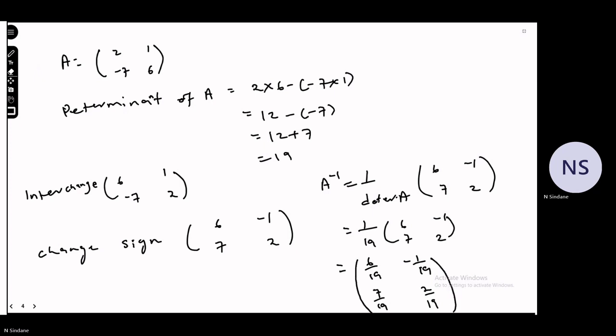You have identified your inverse, and that's it. That's how you identify the inverse of a matrix. I'm going to show you how to identify the inverse of a 3 by 3 matrix in the next video.